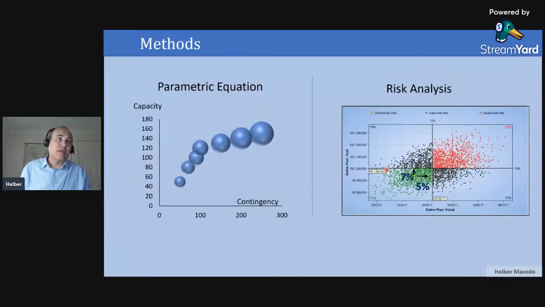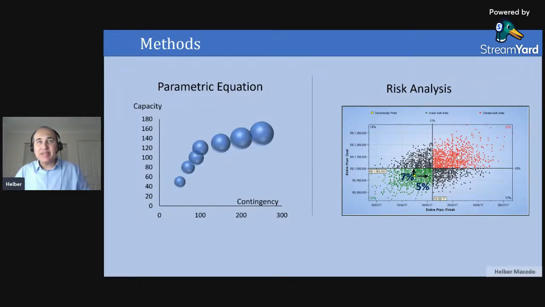Then we move to the left here for the parametric equation. What's the idea here? I will use the historical information, so previous projects. I will make an analysis, a regression analysis, to create an equation. And then after I have my equation ready, when I need to calculate the contingency, I will apply that equation. So, for example, the process plant capacity of my unit, I will get that input and apply my equation, and then I will be able to see what contingency is required.